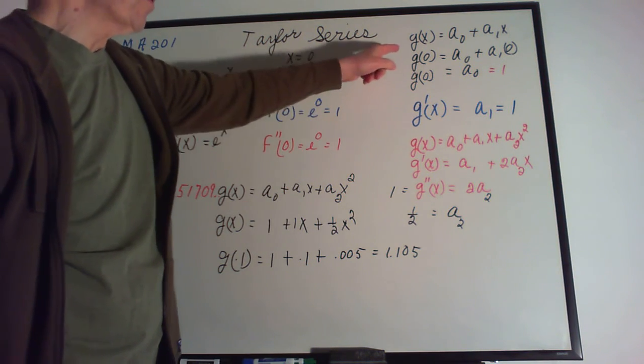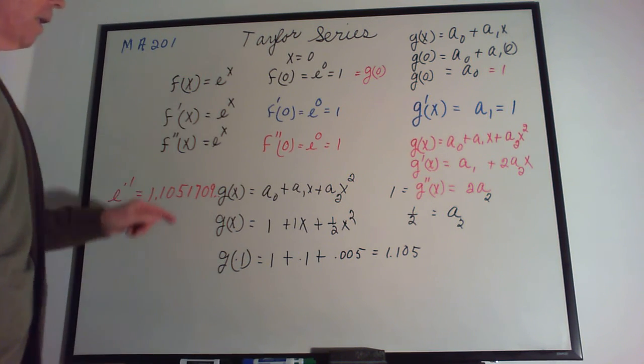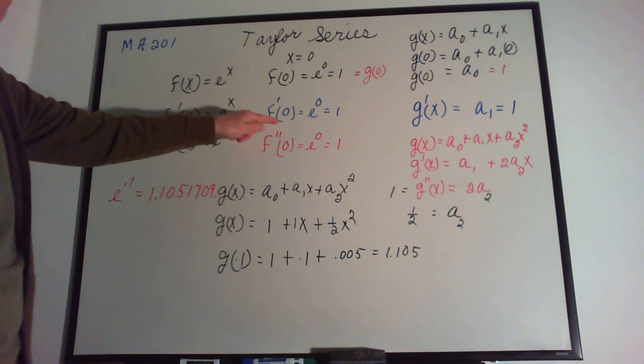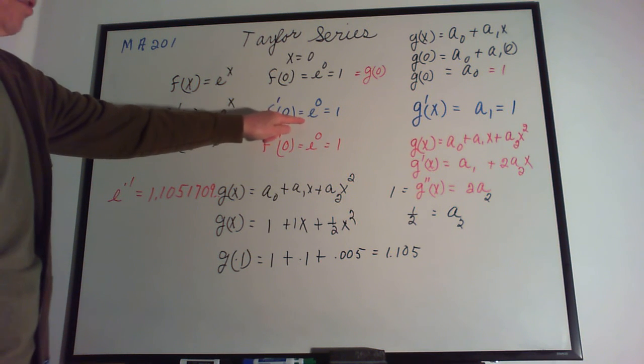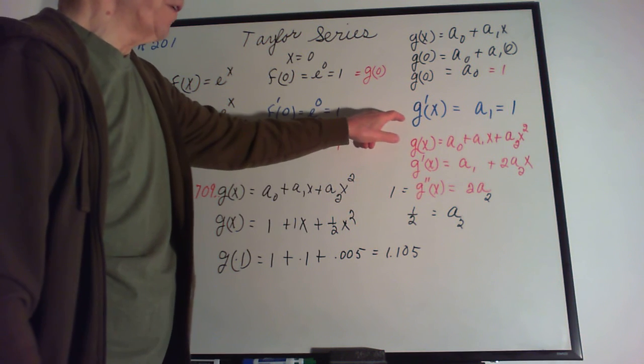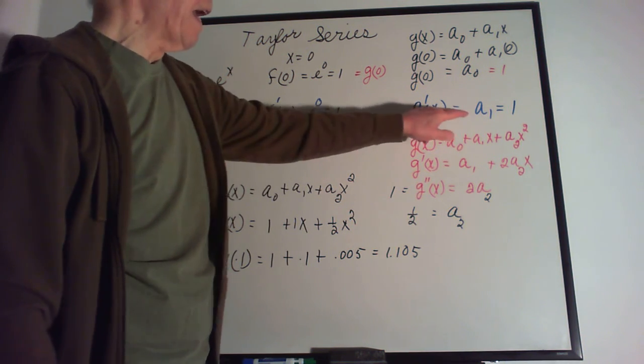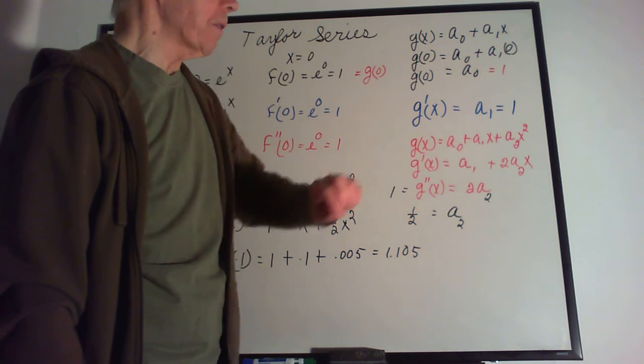So I take the first derivative of this, I get a sub 1. Take the first derivative here, I substitute in, I get 1. So for the first derivative of g of x to equal 1, a sub 1 must equal 1.